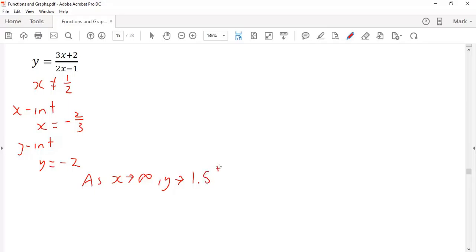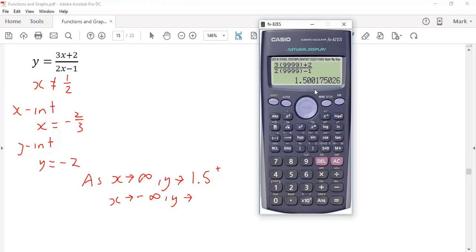So 1.5 plus. We want to test the same thing as x heads towards negative infinity, so we sub in a really big negative number. Once you have it typed in your calculator, set it up so that your x is always in brackets, so you can just change whatever's in brackets. In this case, we're going to change it to a negative, and you can see it's 1.49. So now it's on the other side of 1.5.